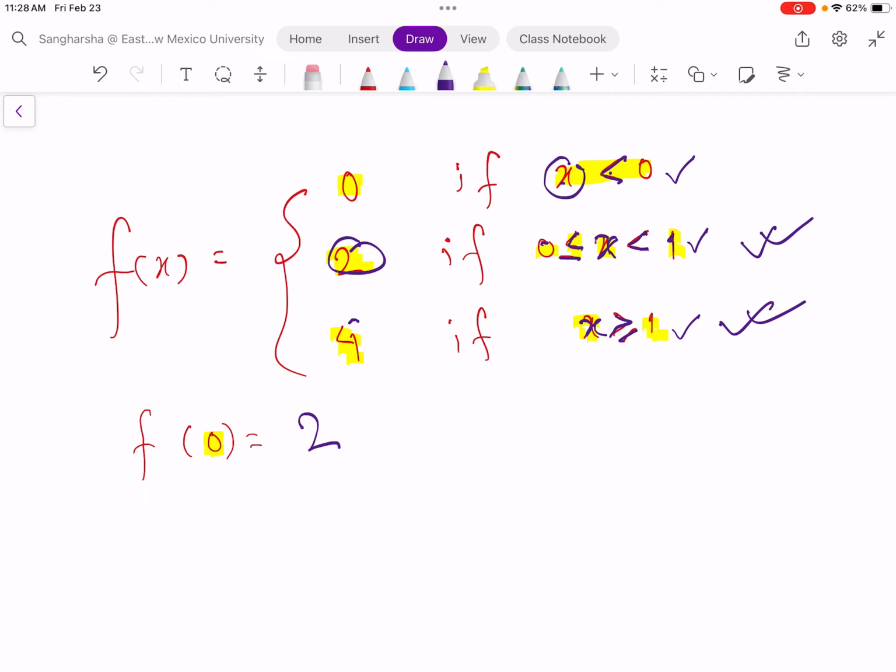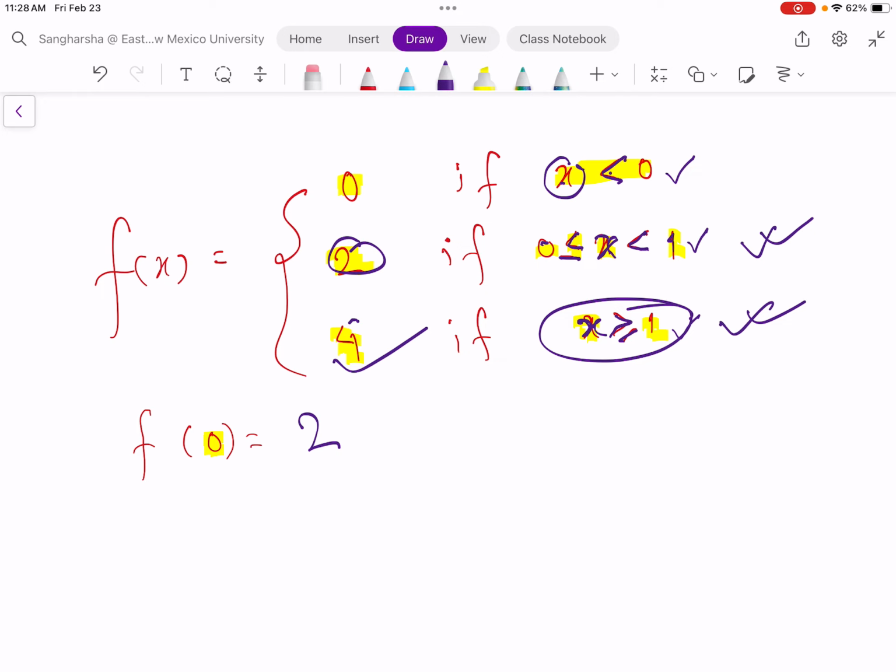Colton. f of 1. What is f of 1? 4. Yes, that's correct. So our 1 is in the third set, and the corresponding output is 4.